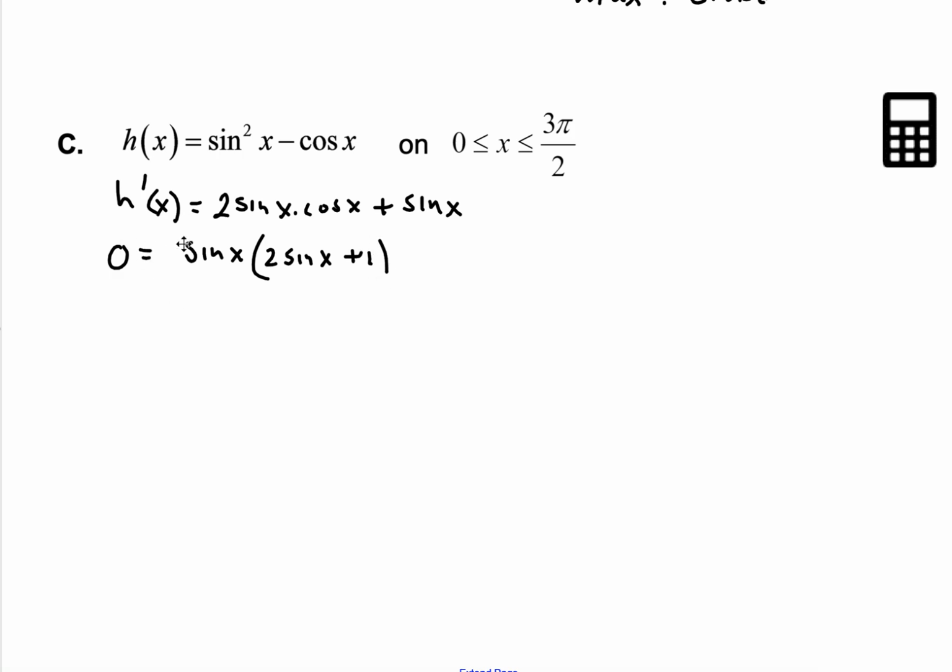Now you just ask yourself, when is sine of x equal to 0, and when is 2 sine x plus 1 equal to 0? So just real quick, sine of x is going to be equal to 0 at 0, and is going to be equal to 0 at pi, because we know that sine is the y value or the opposite side. And again, this happens when x is equal to 0 and pi.